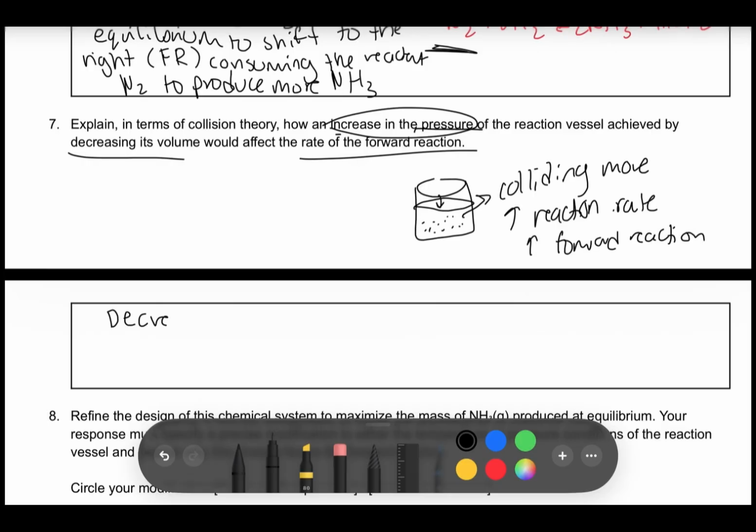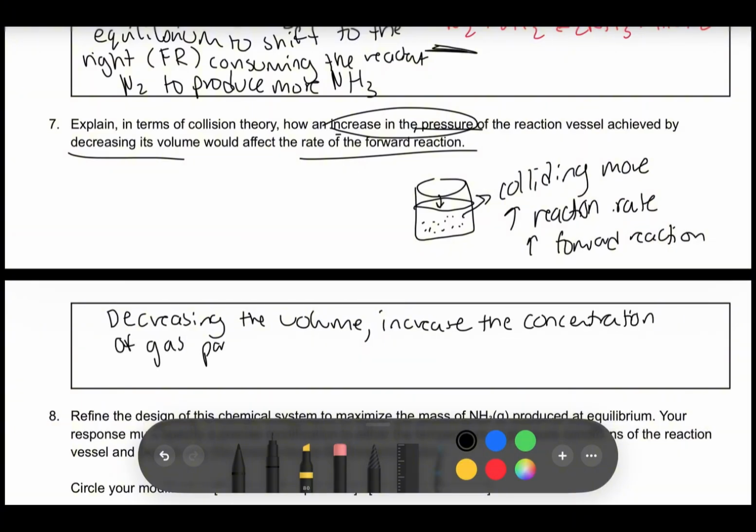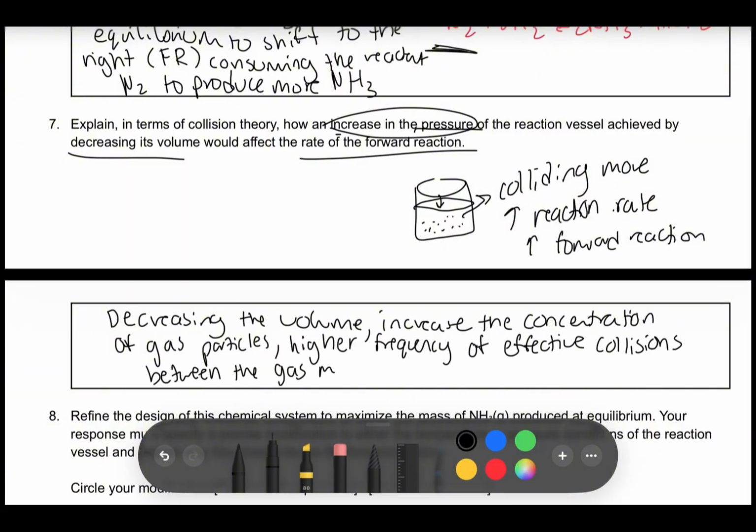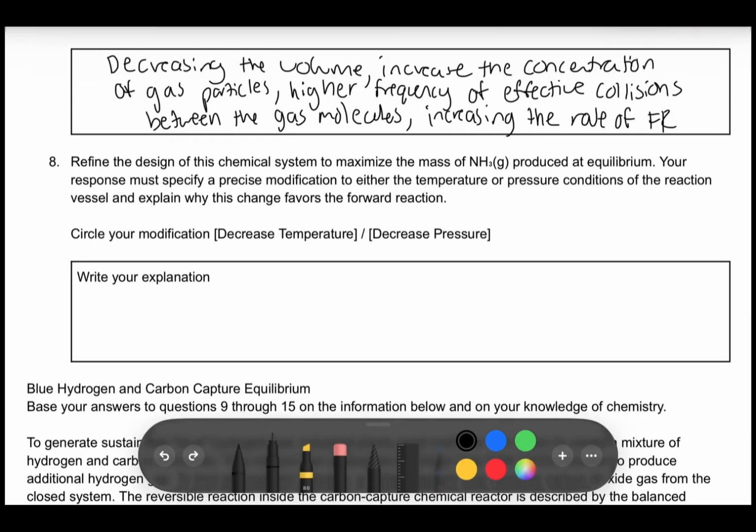Therefore, decreasing the volume is going to increase the concentration of gas particles because now they're more concentrated in this closed space, which is going to lead to an increased frequency of effective collisions between the gas molecules, which then increases the rate of the forward reaction. Finally, design this chemical system to maximize the mass of ammonia produced at equilibrium. Your response must specify a precise modification to either the temperature or pressure conditions of the reaction vessel and explain why the change favors the forward reaction.